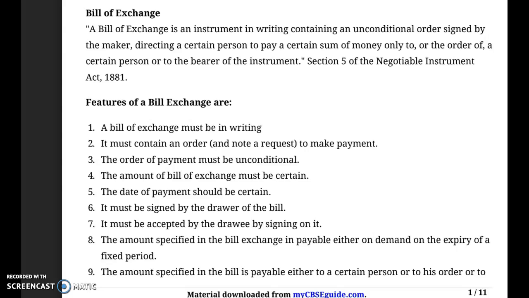The order of payment must be unconditional. The payment which is made by the buyer to the seller must be unconditional, so that no condition should be attached relating to the payment.